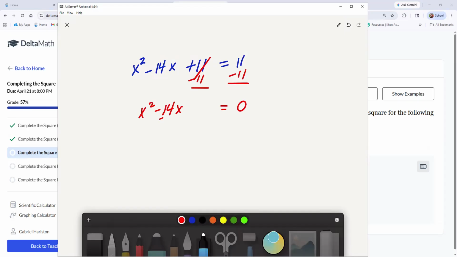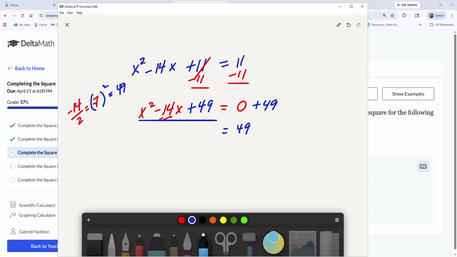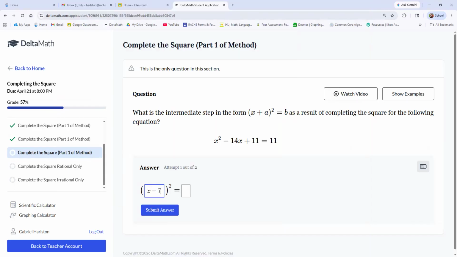Now, again, focus on the b term. So it's going to be a negative 14 divided by 2, which is going to be 7, or a negative 7. And then we're going to square that. That's what we need to add. So negative 7 squared is going to be 49. So that's what we add to both sides. And then this is going to be 49 on the right-hand side. We can rewrite this as x minus 7 squared. All right, that's what we're doing on that second part. x minus 7, and then the right-hand side is going to be equal to 49. We can submit it. Boom, done.